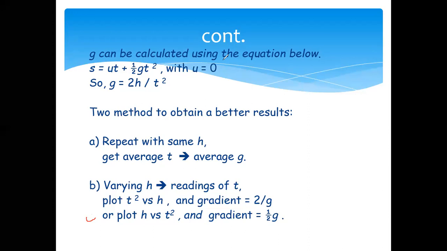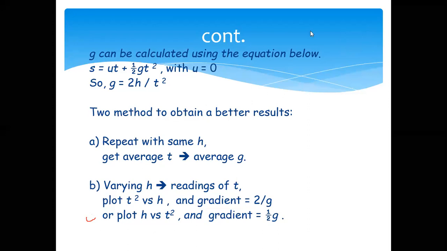It's a substitute for a stopwatch. A stopwatch has one big problem. What is the problem of a stopwatch? You have a very significant reaction time. The timer doesn't have that, so that's why we use the timer. Then we plot h versus t squared to find the gravity.